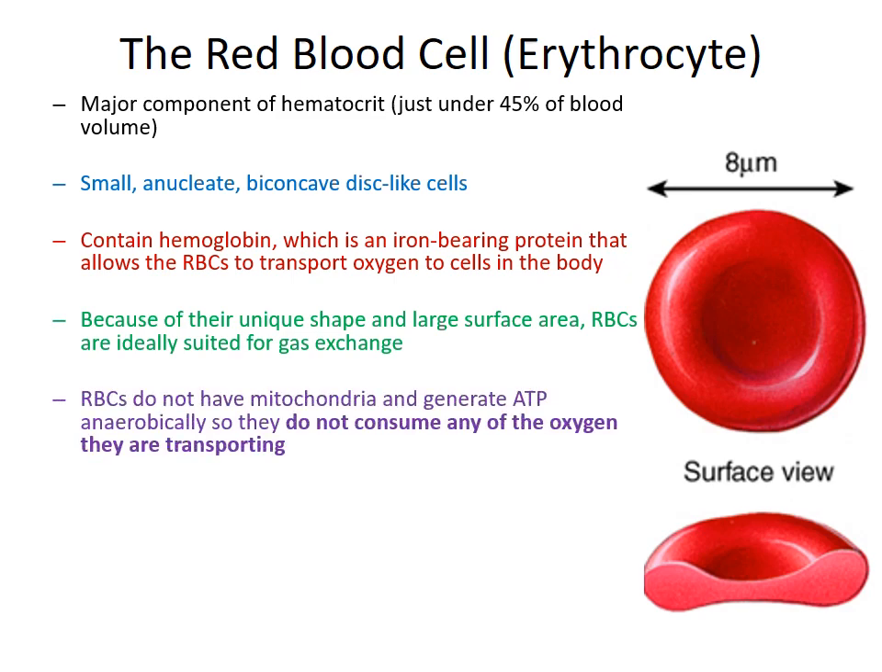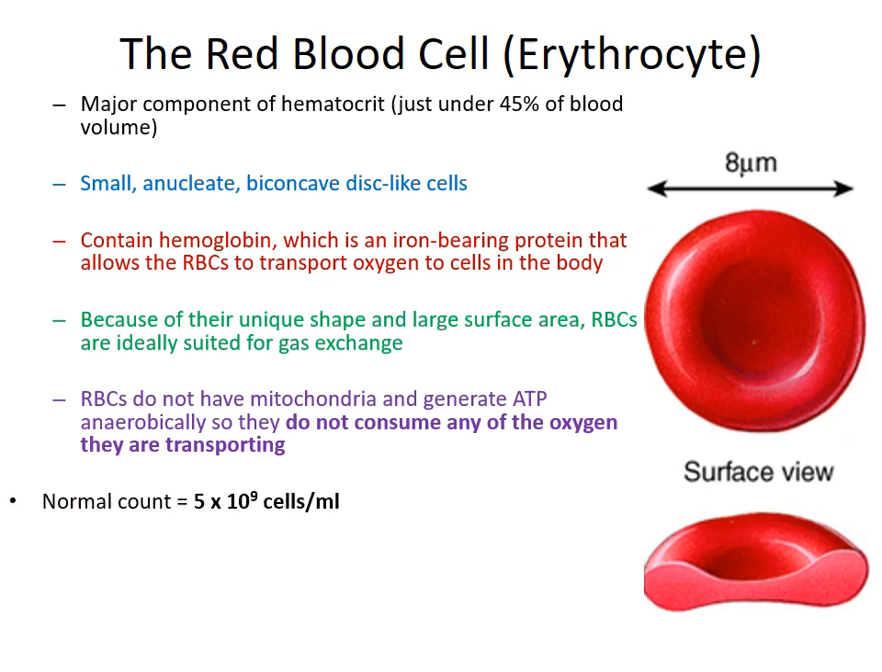RBCs don't have mitochondria and generate ATP anaerobically. They will be producing ATP anaerobically, so they do not consume any of the oxygen which they are transporting. The main function, if you look at it, is transporting oxygen, but they do not consume the same oxygen which they are transporting because they do not have mitochondria.